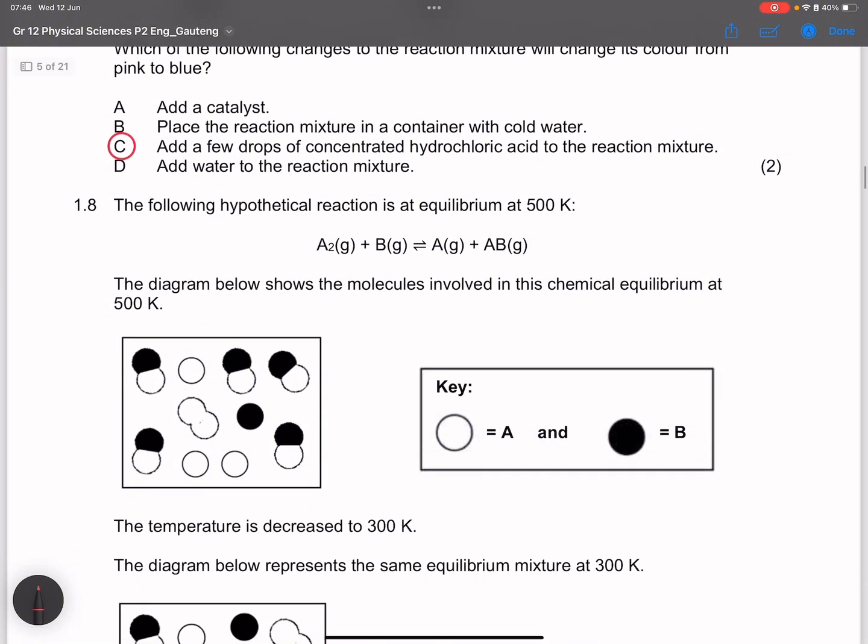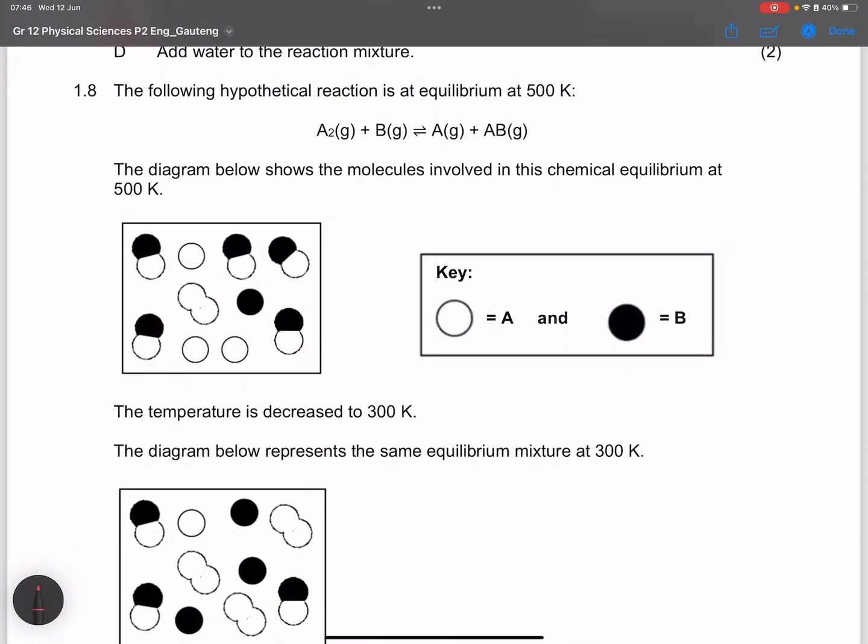Right, ladies and gents, let's go on to the next one. They say the following hypothetical reaction is at equilibrium at 500 Kelvin. So we've got A2 plus B, which will give us A and AB. They say the diagram below shows the molecules involved in this chemical equilibrium at 500 Kelvin. We can see that the white ones are A, the black ones are B. What I notice is that we've got 4 molecules of AB.